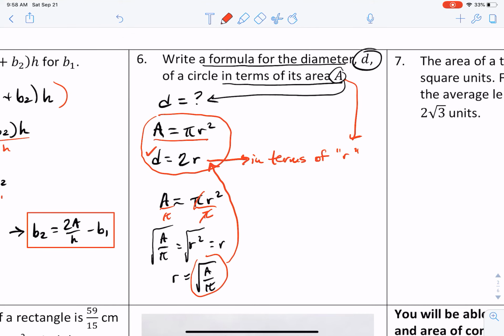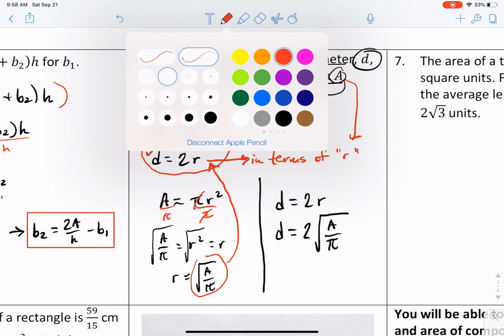Look at all these arrows. Okay. So my diameter is equal to 2 times the radius. I'm going to take my radius out and replace it with the square root of A over pi. So diameter is equal to 2 times the square root of A over pi. And now you're done.